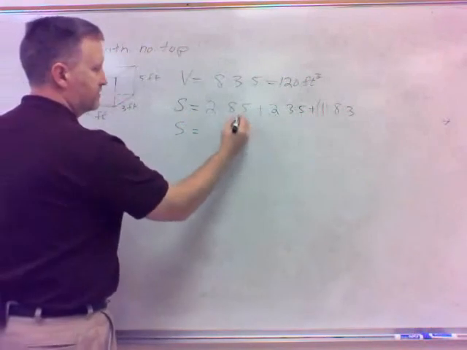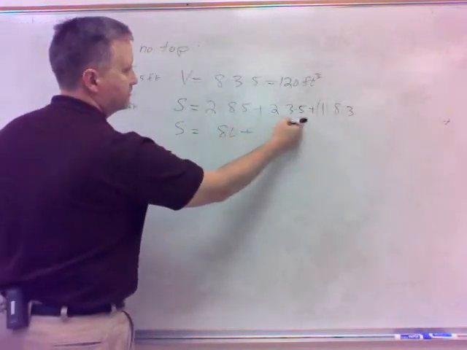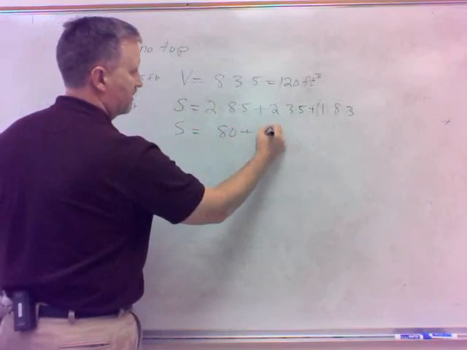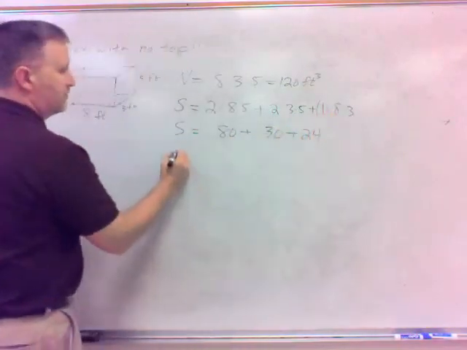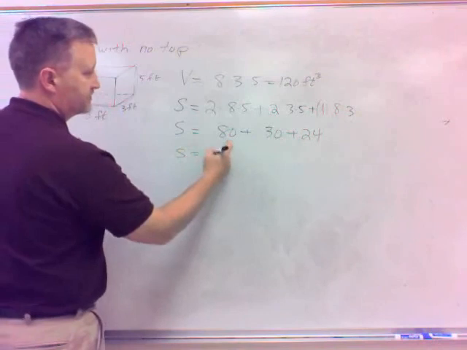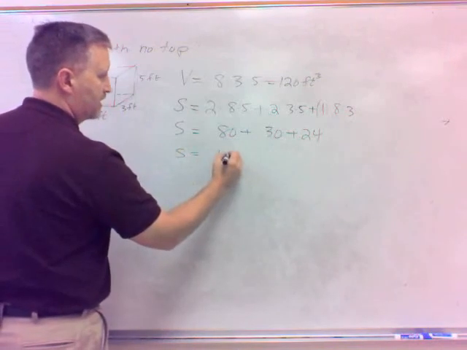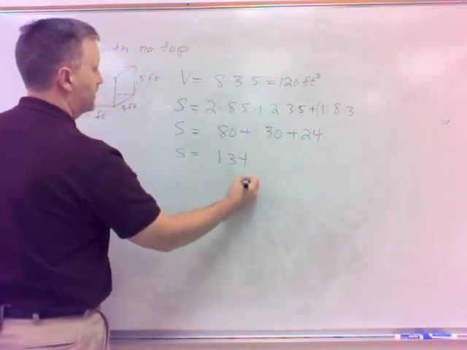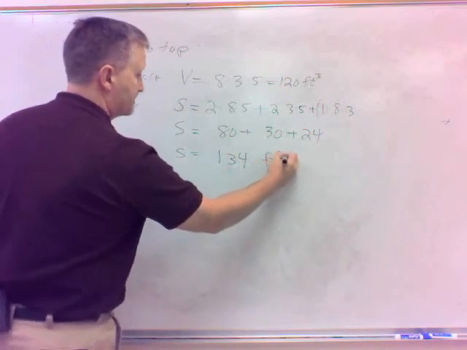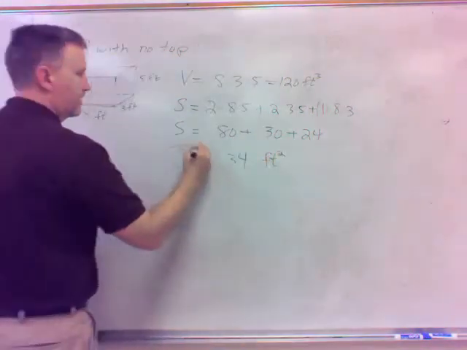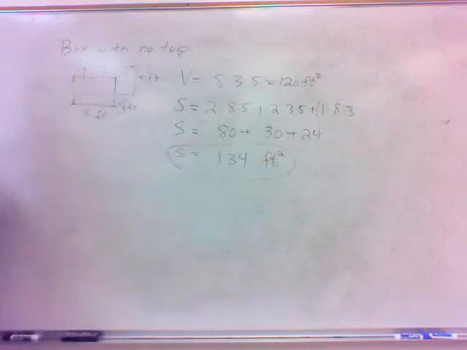All right, so that's 2 times 40, so it'd be 80. 2 times 15, so that would be 30. And 1 times 24. So that winds up being altogether surface area 134. And units for surface area are the same as all area units, feet squared, or square feet. All right.